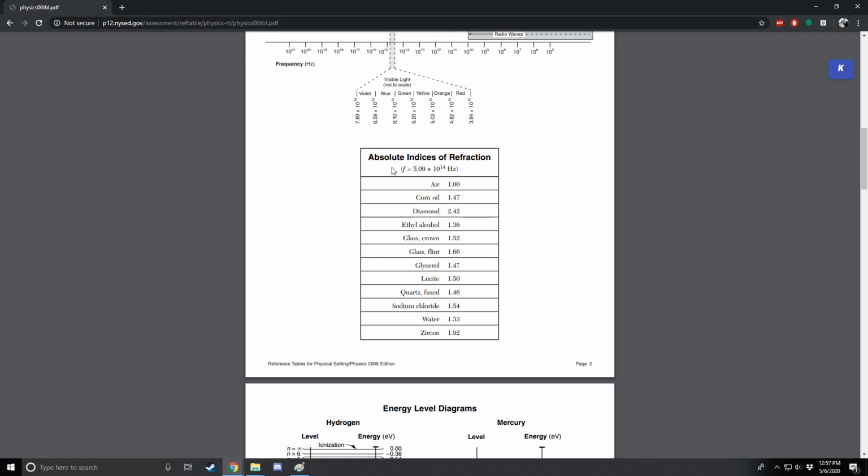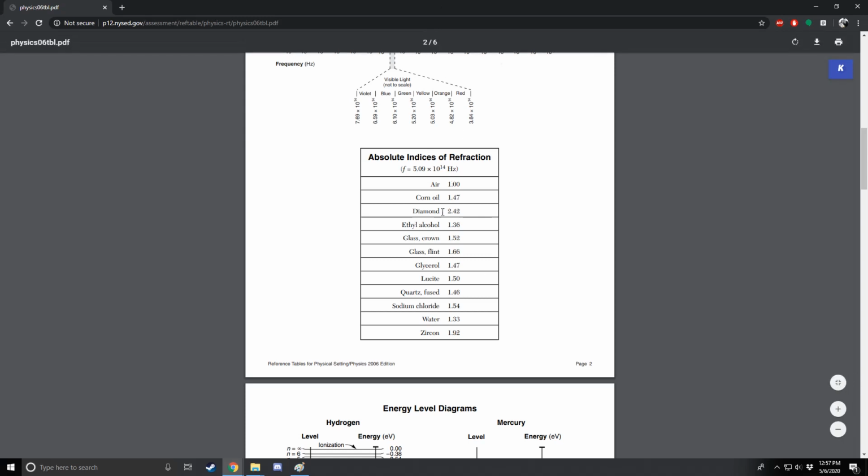But you'll notice up here it says this. This is really meant to say that these numbers only work for this frequency, which is actually looking at yellow light. You won't have to do anything else with a different frequency, but basically what happens is when you have different colors of light passing through these materials, the index of refraction is going to change accordingly. So, for example, a violet light would have a slightly different index of refraction than red light. All right.